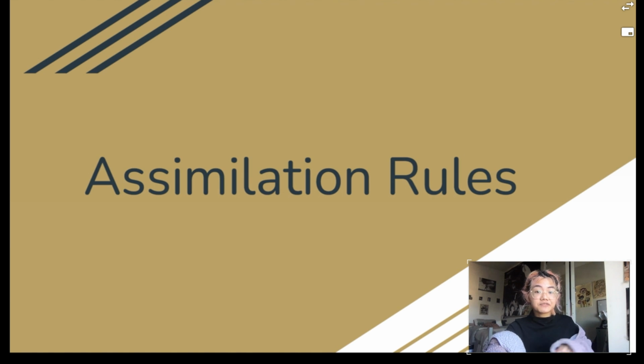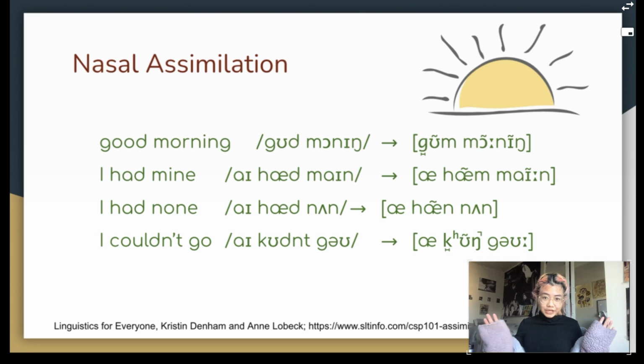So now let's dive into two assimilation rules that I think are really fun. First is nasal assimilation. It is when N assimilates to the place of articulation of the sound next to it. So good morning becomes good morning. I had mine becomes I had mine. I had none becomes I had none. And I couldn't go becomes I couldn't go.